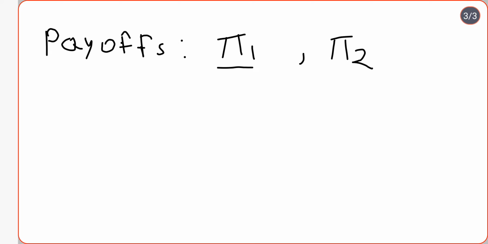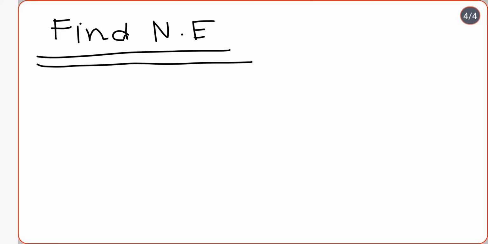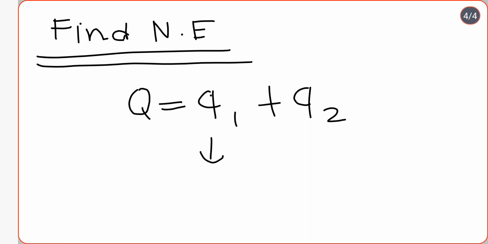Now for the Nash equilibrium, at first we want to know the total amount produced in the market. Suppose Q is the total amount produced in the market. So Q will be nothing but the sum of Q1 and Q2, where Q1 and Q2 are the amounts produced by firm 1 and firm 2. This is the total amount of output present in the entire market.